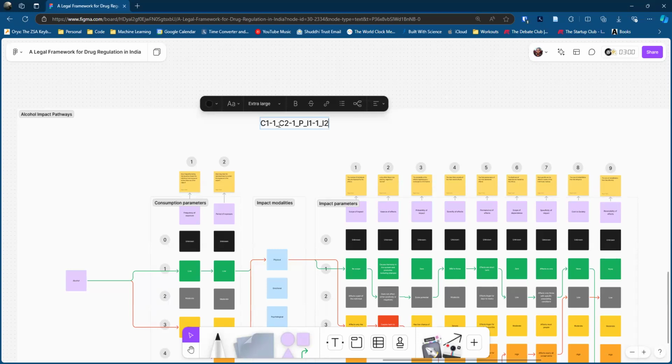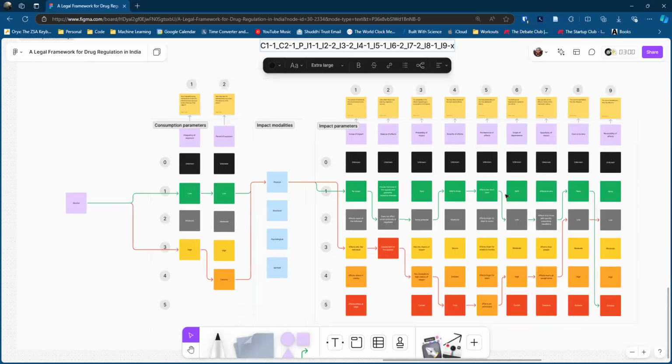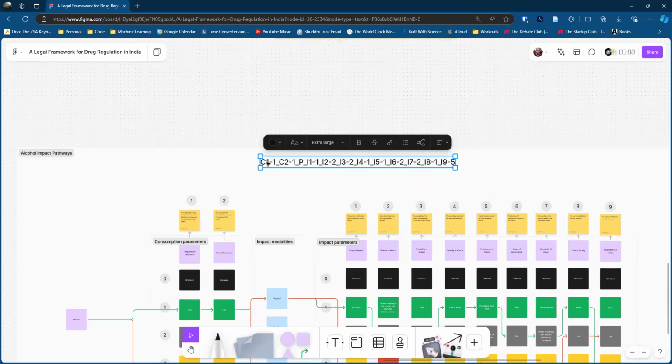I2 is 2. I3. So 3 is 2, and then 4 is 1, 5 is 1, 6 is 2, 7 is 2, 8 is 1, 9 is 5. Okay, this is the lower pathway. Least impact pathway.